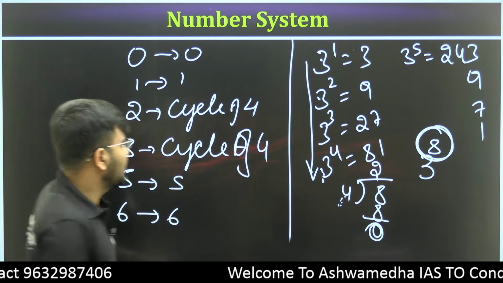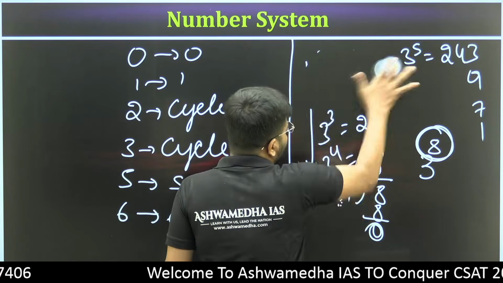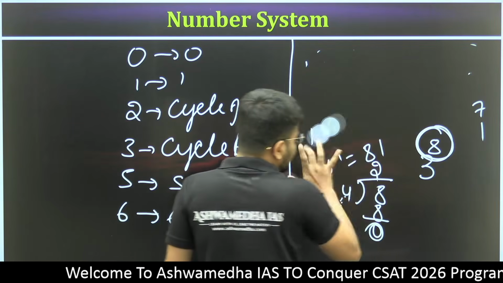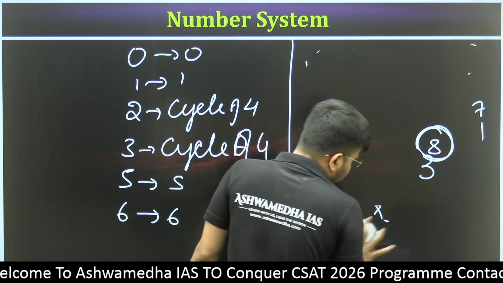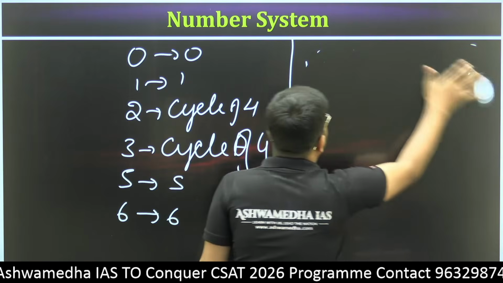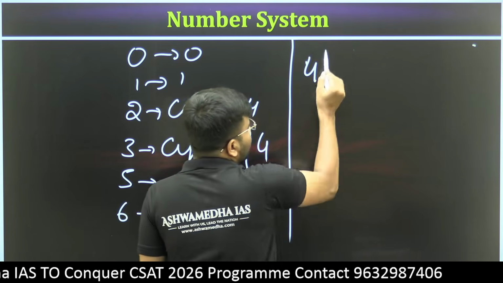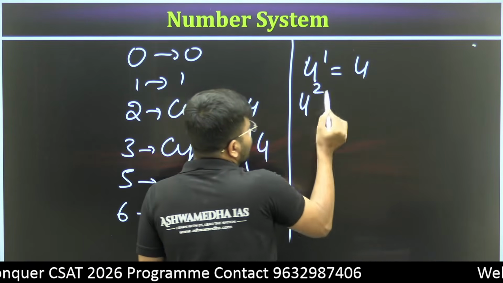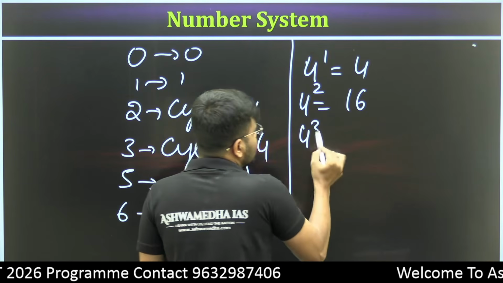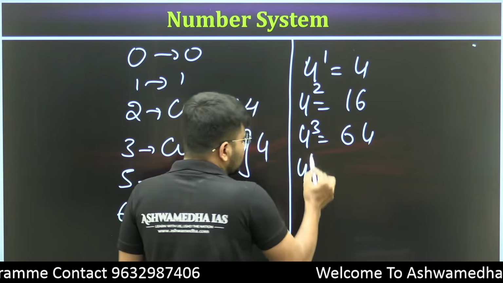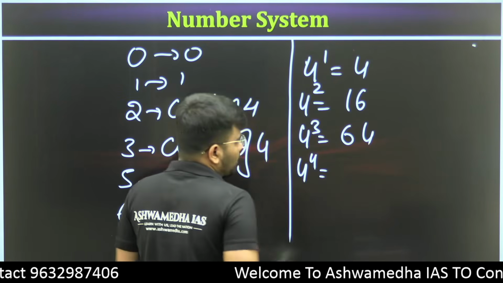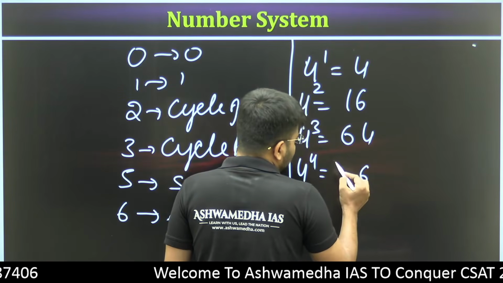Now let's see for 4. If the digit in the units place is 4, then 4 power 1 is 4. 4 square is 16. 4 power 3 is 64. 4 power 4 is 256.